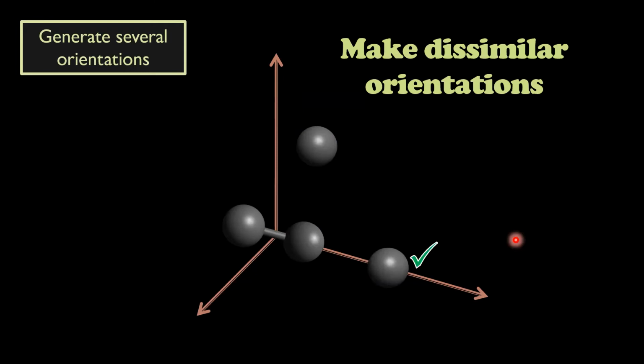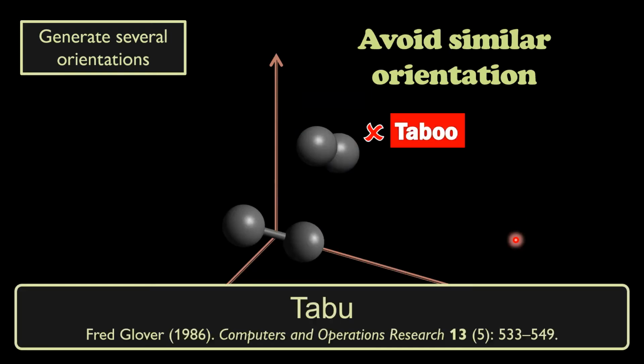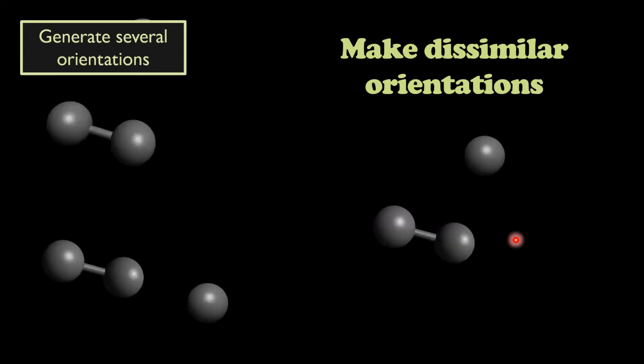So this new atom is added in a completely different place, so it is acceptable. This is also acceptable. But if the new atom is very close to the previous atoms, then it is not acceptable. So we keep a list called a taboo list, so that we don't generate the same structure again and again. So this is called a taboo search algorithm.